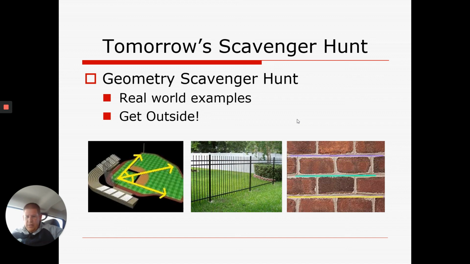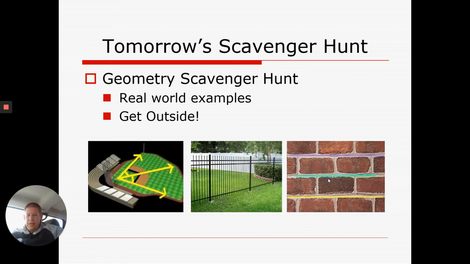So if you look at my three examples, of course I had to include a baseball diamond. You can see different angles being created. You can see different shapes being created, maybe the way the grass is cut, maybe in the bleachers. You can see different types of geometrical figures. Second one, we have this fence. I see some parallel lines, but I also see some perpendicular lines. Same thing with the bricks. I can see parallel, but I can also see perpendicular.